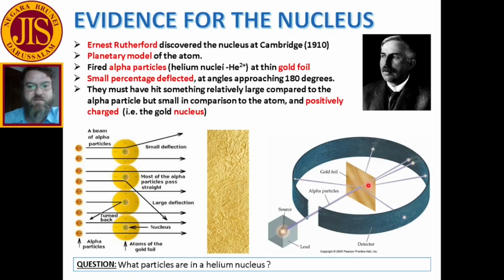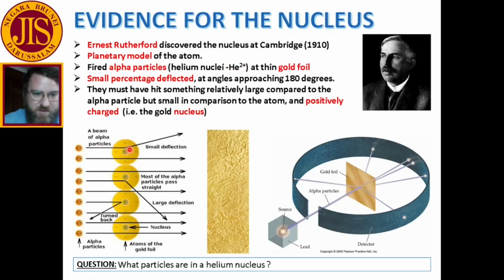The only thing that could have deflected them back is something also very large compared to the alpha particle, and very positive. It must have been very positive to repel that positive alpha particle back in its tracks, almost 180 degrees in some cases. But because it didn't happen very often, he realized that most of the atom was empty space. All those alpha particles were passing through.